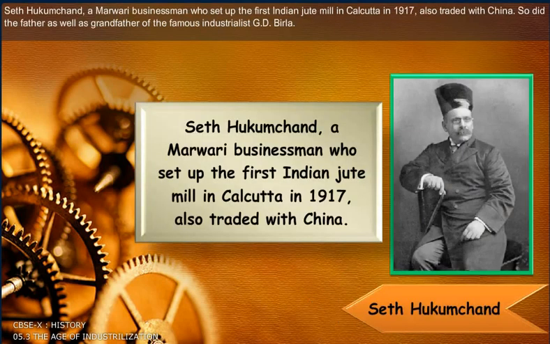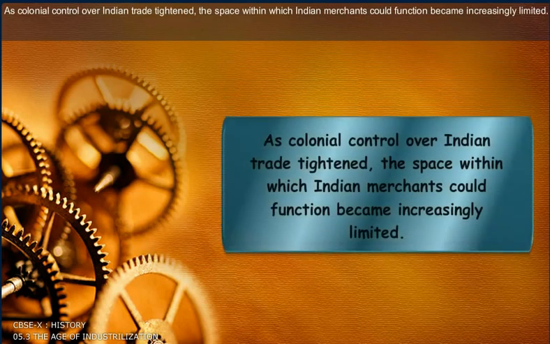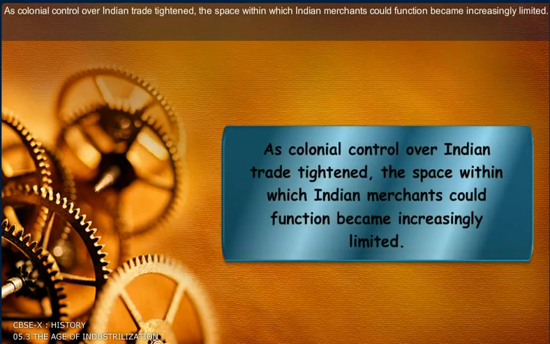Seth Hukumchand, a Marwari businessman who set up the first Indian jute mill in Calcutta in 1917, also traded with China. So did the father as well as grandfather of the famous industrialist G.D. Birla. As colonial control over Indian trade tightened, the space within which Indian merchants could function became increasingly limited.